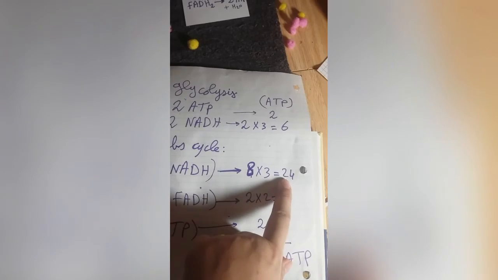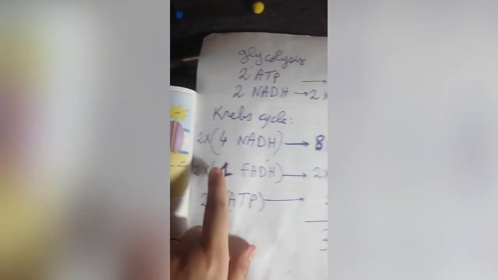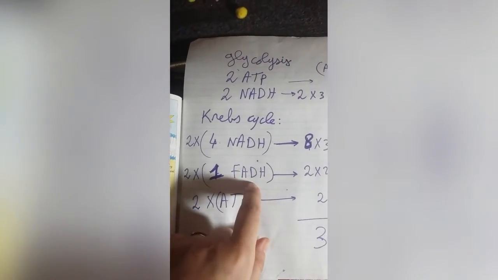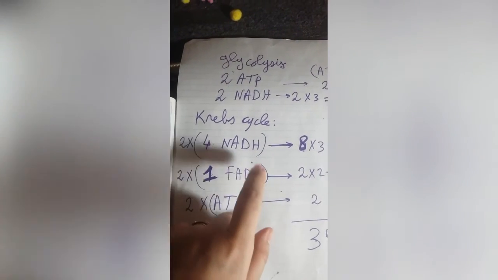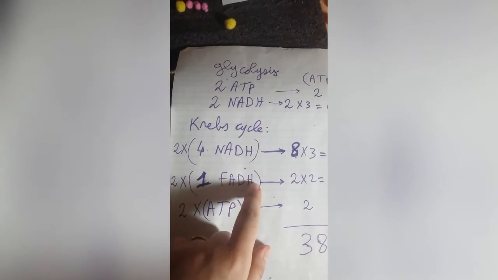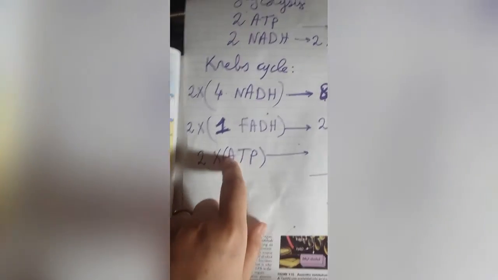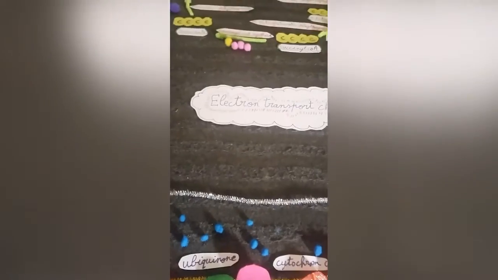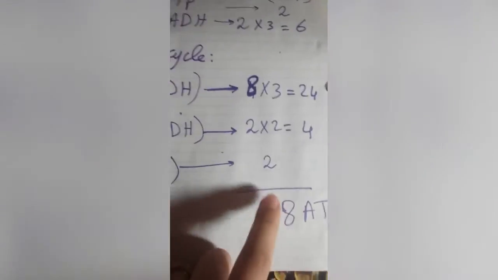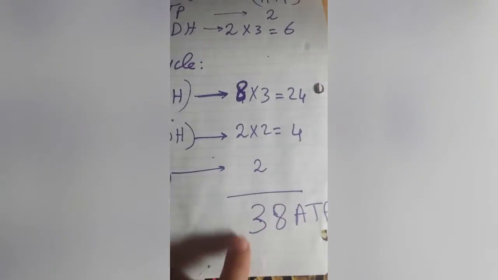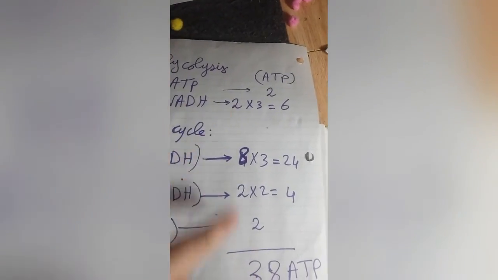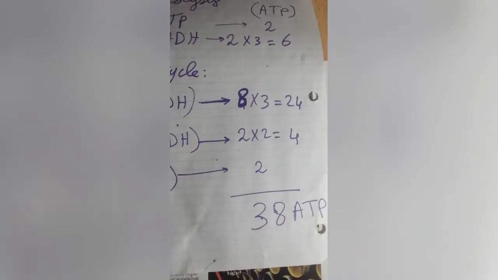So now we will have 24 ATPs, and here the FADH2 is responsible for releasing 2 ATPs. So I will multiply it by 2 to give 4 ATPs, and here we have the 2 ATPs released from this cycle. Those are the 2 here, the ATP we multiply by 2 to give these 2 ATPs. At the end, the summation of them will be 38 ATPs.